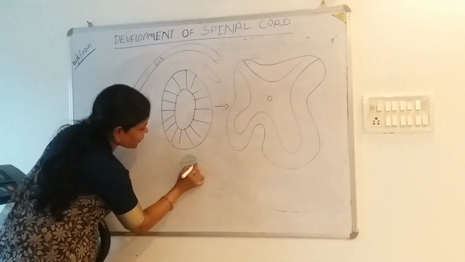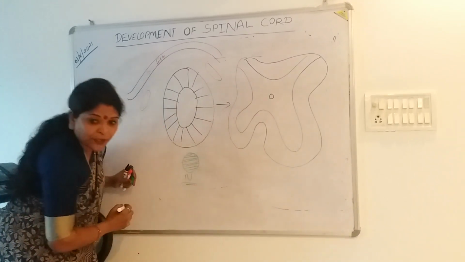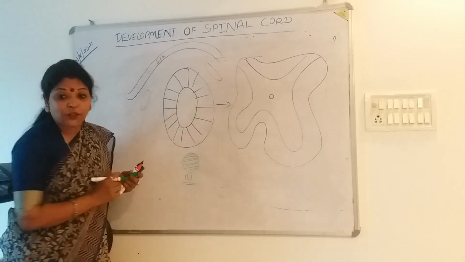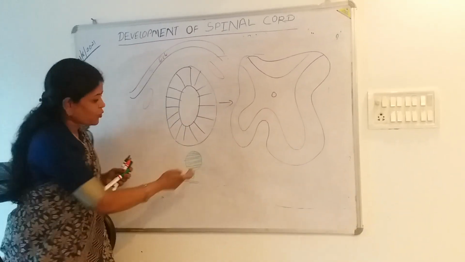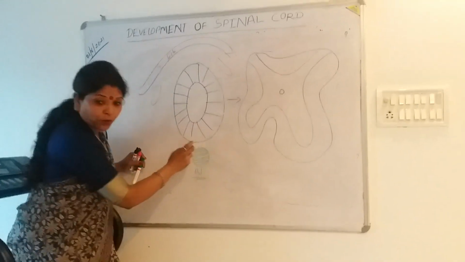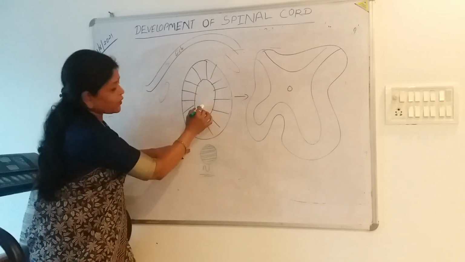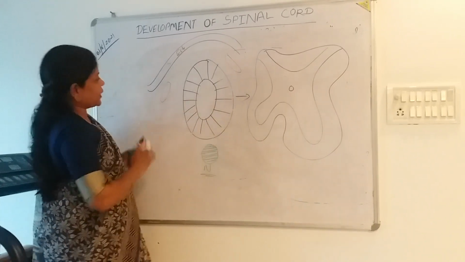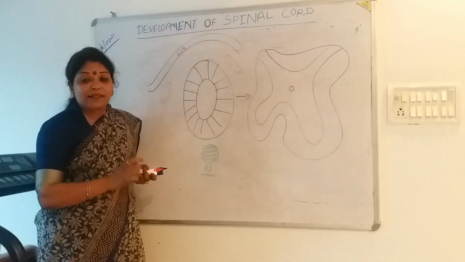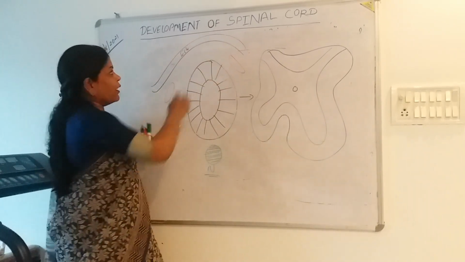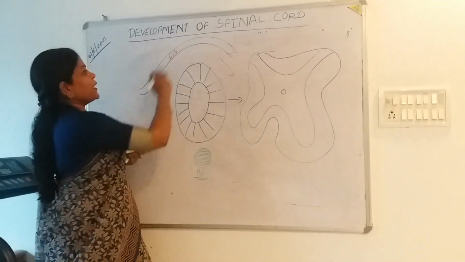Notochord, which was the prime inducer for neurulation, or the formation of the neural tube, was on the ventral aspect of this neural tube. Now look here, this surface ectoderm is expressing a very important gene. What is that? BMP.